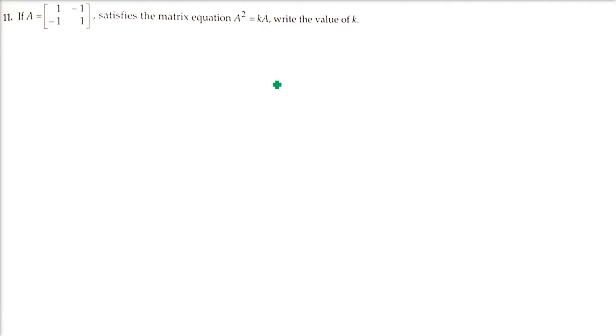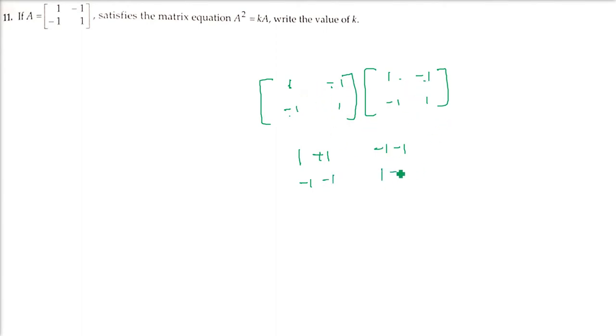So how to do this? A square. A is this: 1, negative 1, negative 1, 1. Again I am writing A again: 1, minus 1, minus 1, 1. So 1 into 1 is 1, and minus 1 into minus 1 is 1, so 1 plus 1. Now first row with second column: 1 into minus 1 is minus 1, minus 1 minus 1 is minus 1. Minus 1, 1 is minus 1. 1 minus 1 is minus 1. Minus 1 minus 1 is 1. 1 1 is 1. Okay.